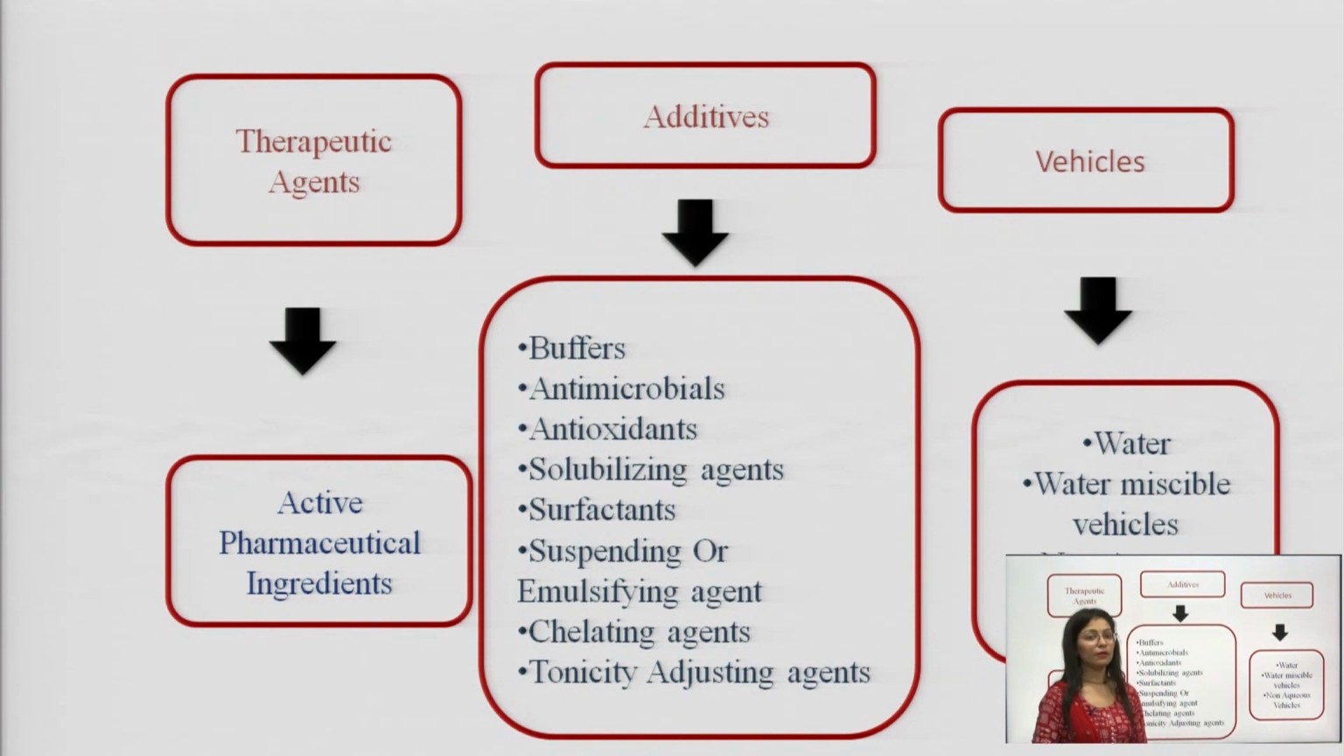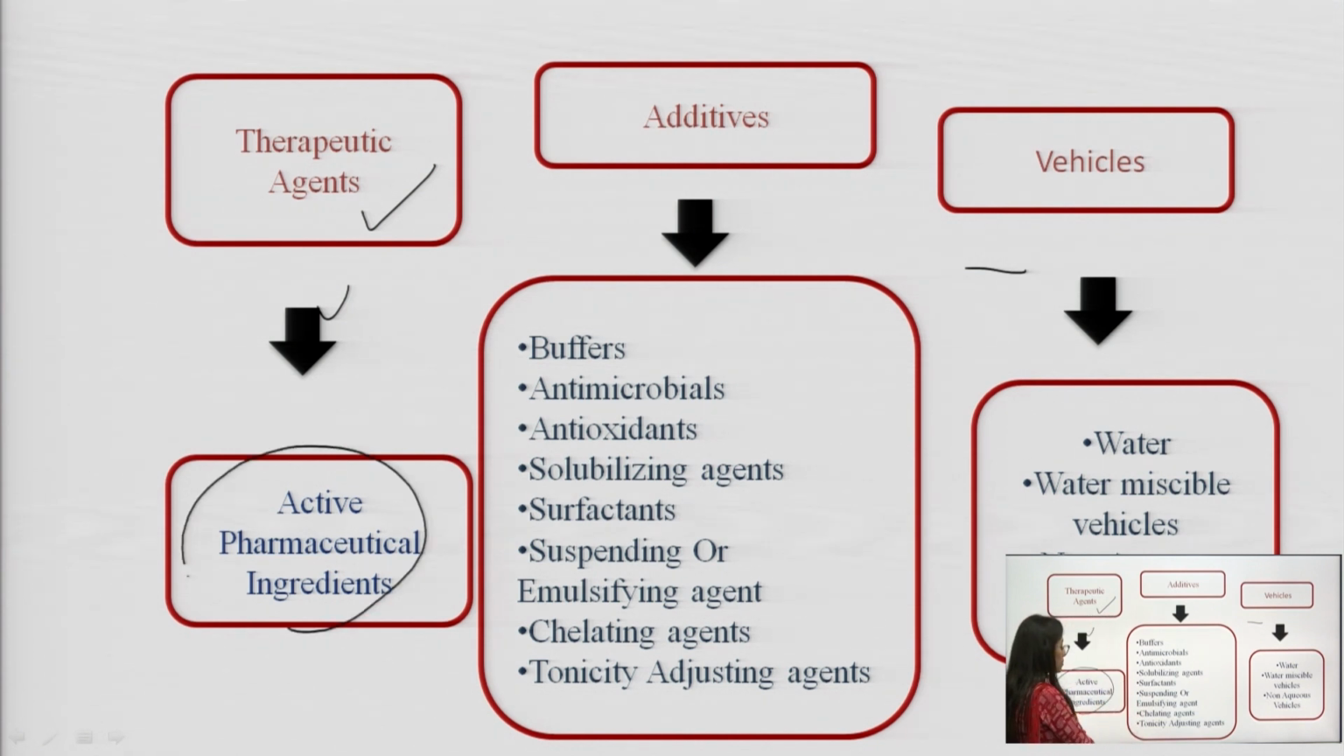If you can see this table, we have therapeutic agents, additives and vehicles. There are lots of examples we can go for. What do you mean by therapeutic agent? Therapeutic agents are the agents that have some therapeutic effect on the body. It means it has active pharmaceutical ingredients. For example, a paracetamol tablet or an ibuprofen tablet. The ibuprofen or paracetamol we are using is the API, active pharmaceutical ingredient, because only from that are we getting a therapeutic effect.